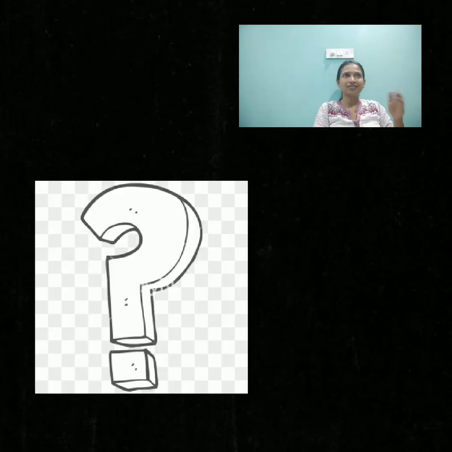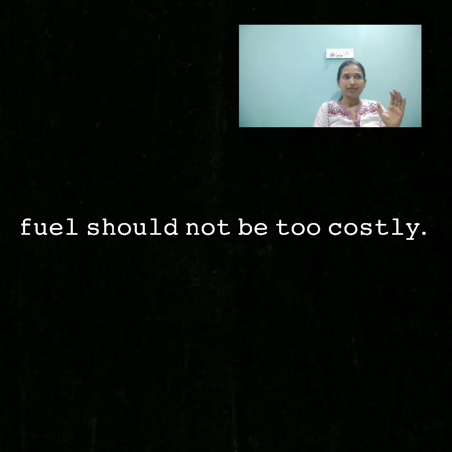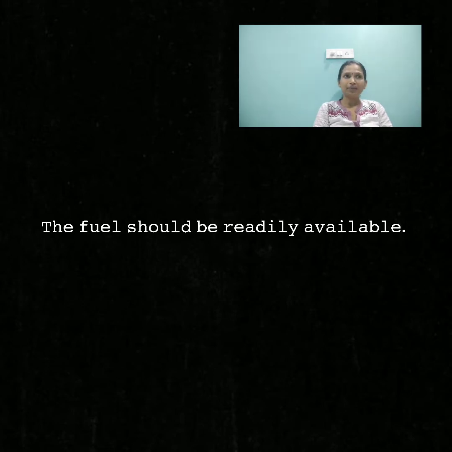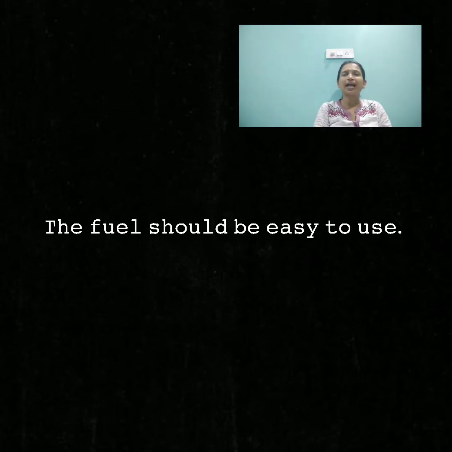Now we will discuss the characteristics of a good fuel. What should be the characteristics or properties of a fuel that make it good? First of all, the fuel should not be too costly, meaning it should not be expensive. It should have a cheap value so everyone can afford it. The second characteristic is that the fuel should be readily available. It should be available anywhere and easily. The fuel should be easy to use and transport.